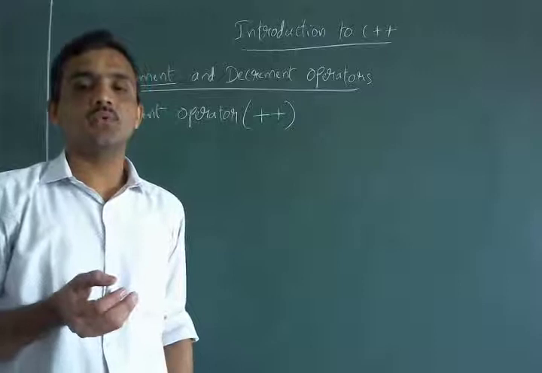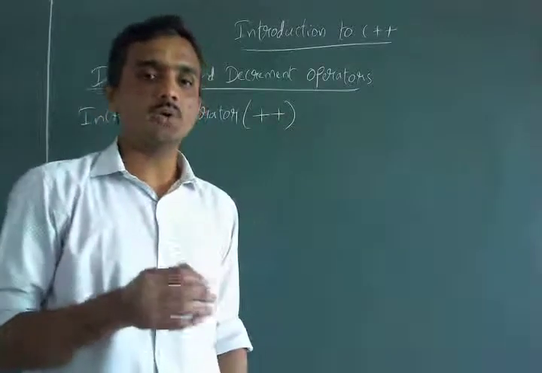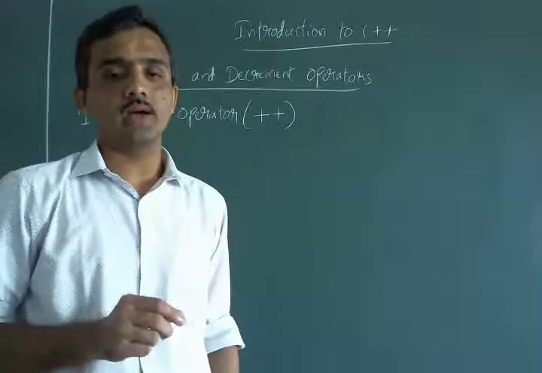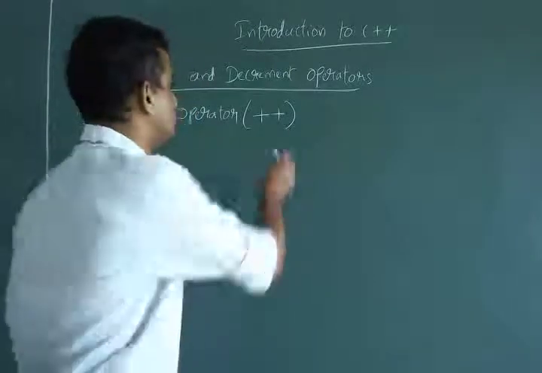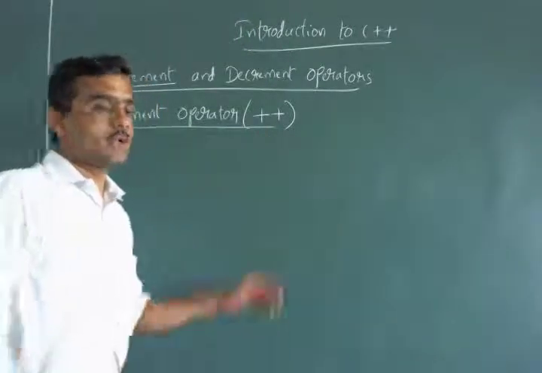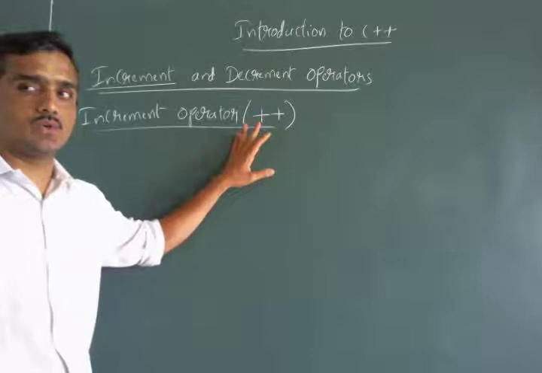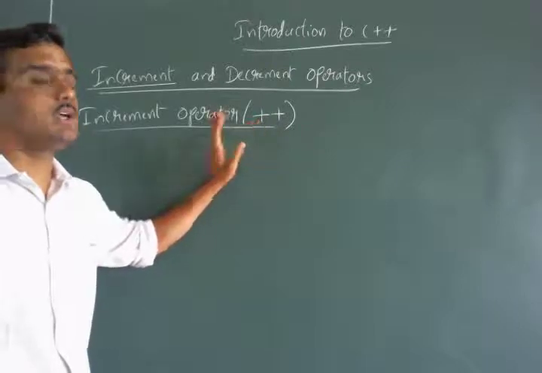The meaning of plus is to add, so that is the arithmetic operator. But here it also adds, but only by one value. So plus plus you write continuously, and this is called the increment operator. The operation of the increment operator is to increase the value by 1.